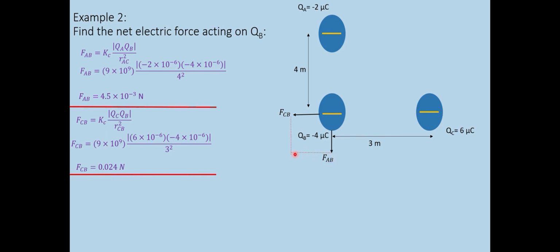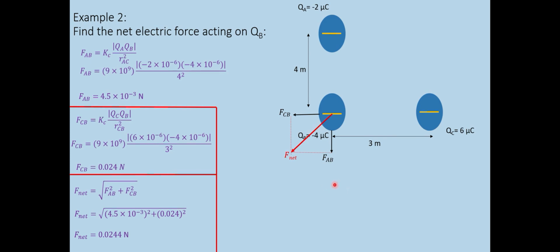As you see, we extend the lines, we draw a line parallel to the x-axis and a line parallel to the y-axis to draw the net electrostatic force. This is Fnet. And then we use this formula. Fnet is equal to the square root of FAB squared plus FCB squared. We replace the values and we find Fnet.